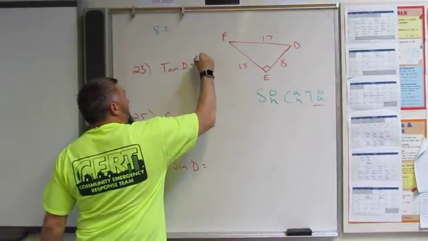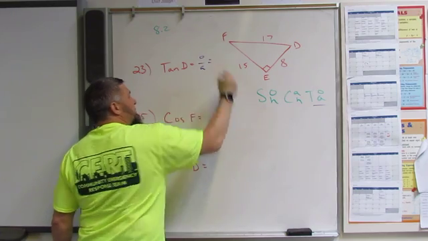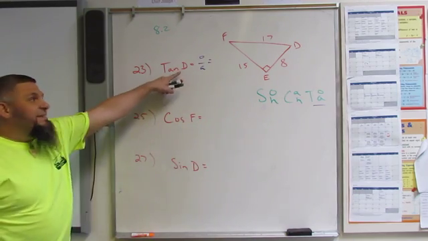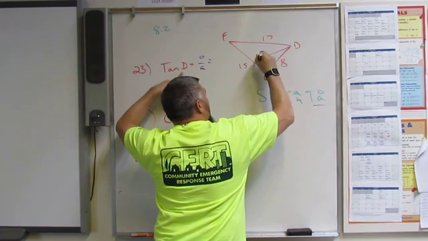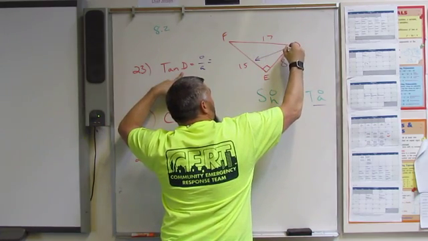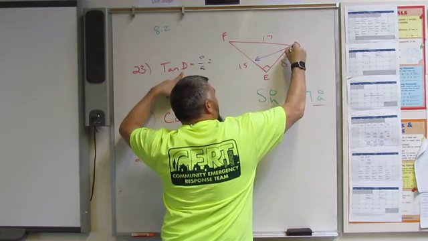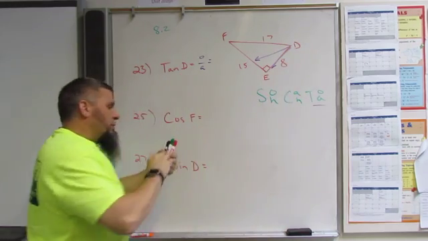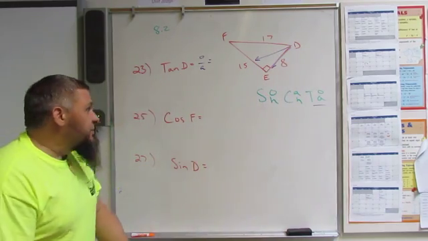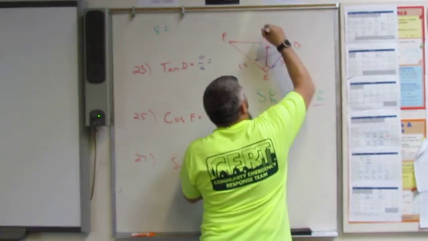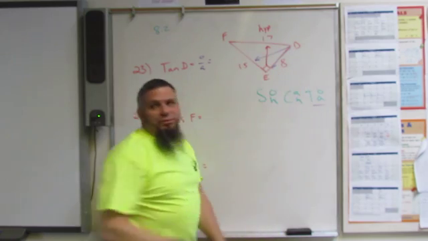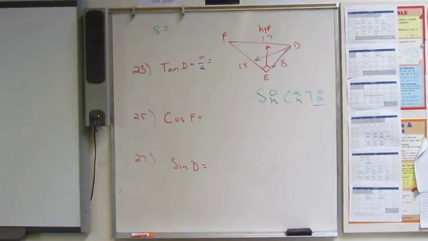So opposite over adjacent. So when I'm thinking D, I have to think opposite over adjacent. And just remember, this one will never change, so we might as well put it in red. This one is always the hypotenuse. So that doesn't change. Okay?